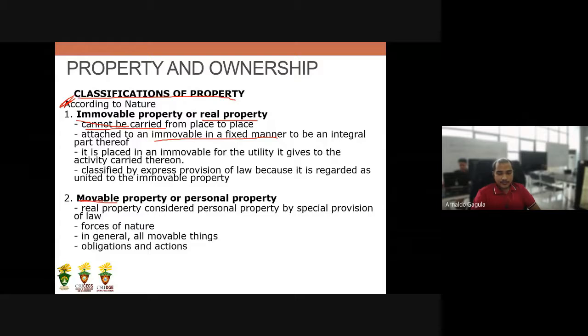Number two is movable property. It is the opposite of immovable property, or it is called personal property. It is real property considered personal property by special provisions of law. Forces of nature, in general, all movable things, and it can be an obligation or action. Things that can be moved around, like for example a watch, a car, and so on. That's personal property.